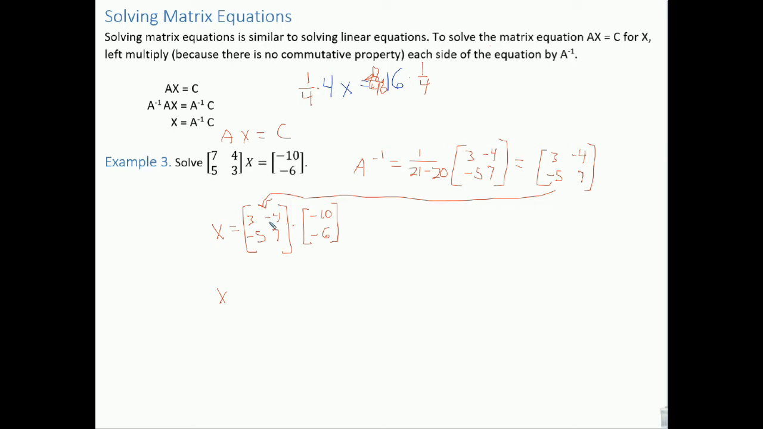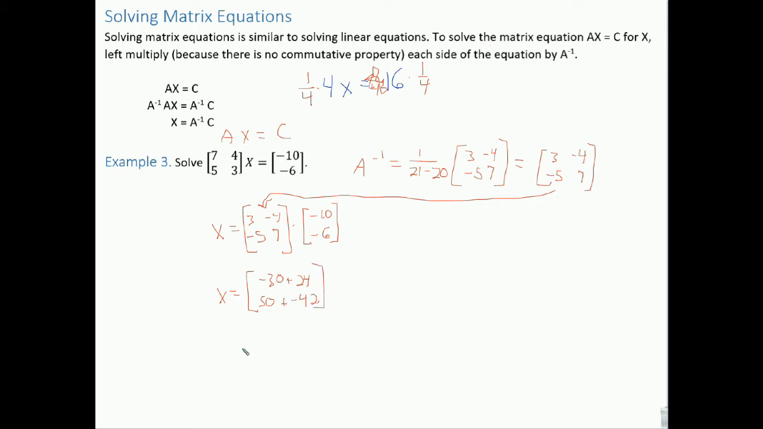We have 3 times negative 10, which is negative 30, plus negative 4 times negative 6, which is positive 24. And then negative 5 times negative 10 is 50, and 7 times negative 6 is negative 42.